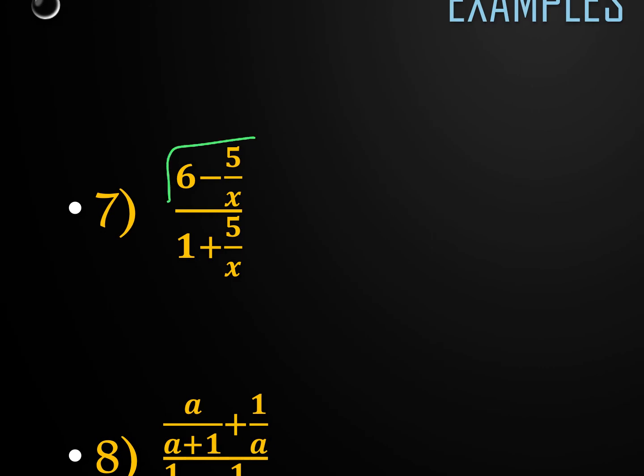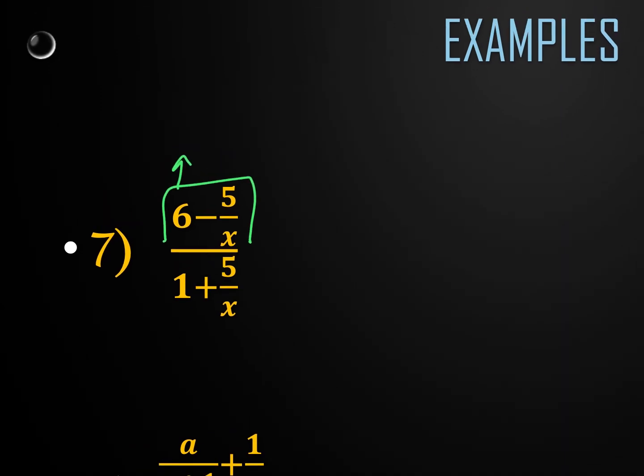So I'll do this one in green. I'm going to move it up to the top. So again, I could put 6 over 1 minus 5 over x. I need to find a common denominator. My common denominator is going to be x. So I'm going to multiply this one by an x and this one by an x. So this now will turn into 6x minus 5 over x. You do not add the denominator, just the numerators.